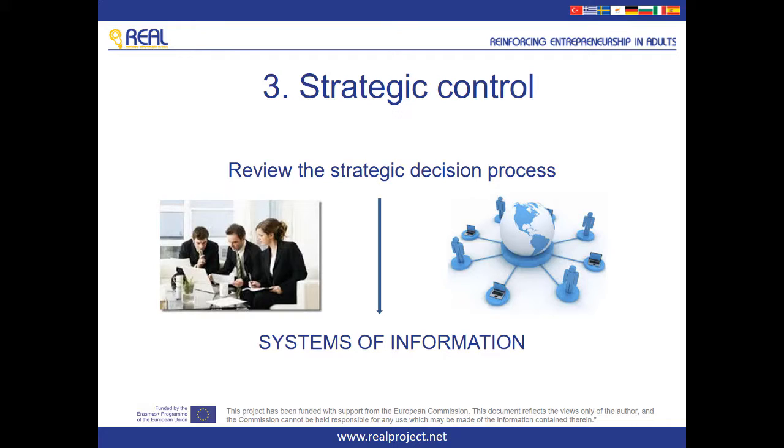The control will allow us to review the whole process and to detect the possible anomalies to correct the implementation process and, if necessary, the strategy itself. To succeed in the implementation of the strategy, it is important to design information systems, indicators, that allow us to measure the results of the entity and to detect the changes that can affect the success of our strategy.